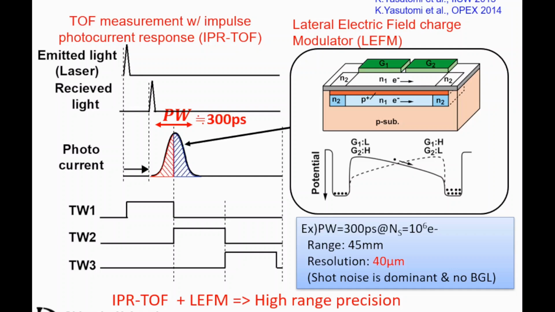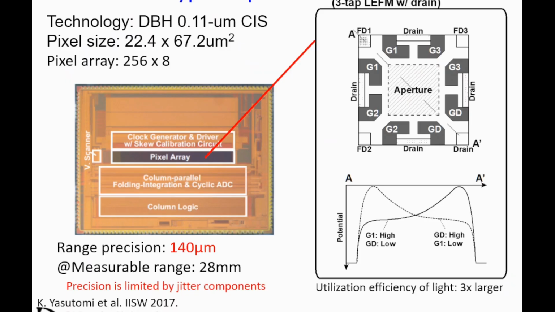This is an example of the ideal calculation of the range precision. If the equivalent pulse width is equal to 300 picoseconds, we can get 40 micrometer range precision.